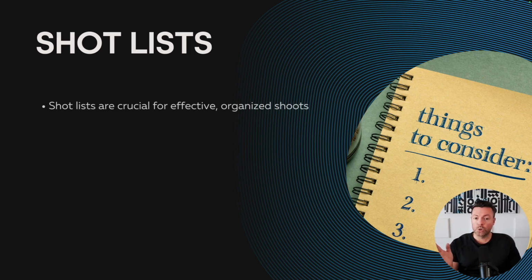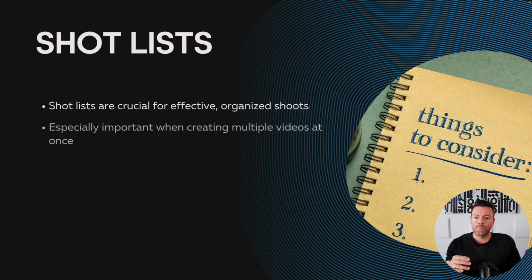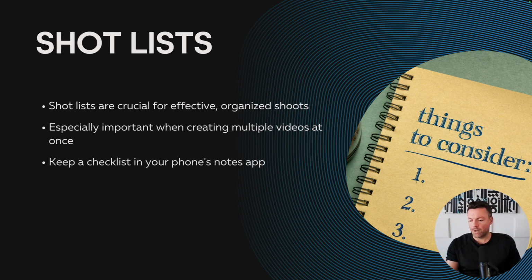Next is shot lists. Shot lists are crucial for effective organized shots, especially important when creating multiple videos at once. Right? So you want to have those shot lists laid out, the locations, what you're going to say in the script, etc., all matched up. And keep a checklist in your phone's notes app. That's honestly the simplest way to do it. You can just have it on your phone, list everything there, what you're going to do, what you need to shoot. And then cross off the shots as you go to stay on track.